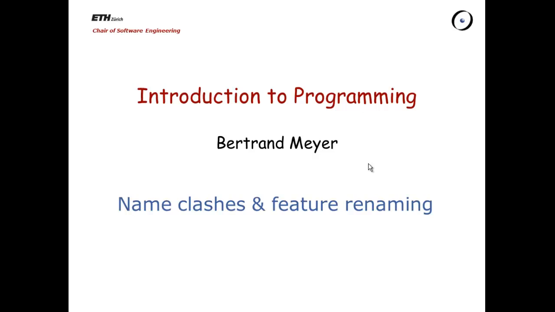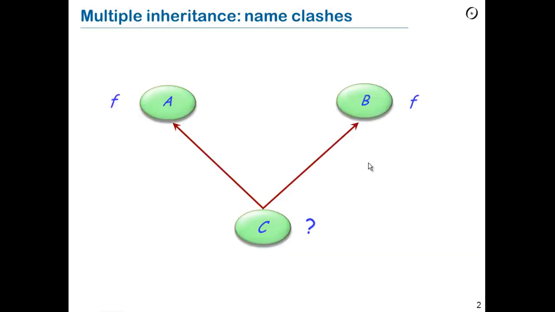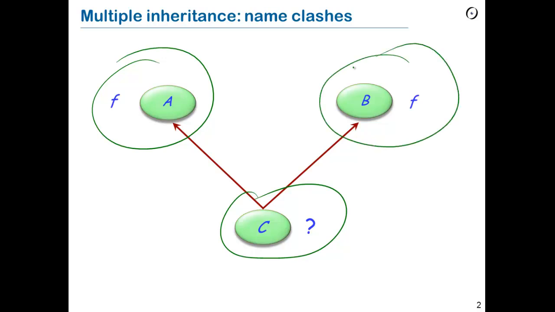We have seen that it can be very useful to have a class inherit from several other classes. This is known as multiple inheritance. But as soon as we have multiple inheritance, we have a small technical problem that we have to address, the problem of name clashes. Assume a class C, which inherits from a class A and a class B, and both of these classes have a feature with the same name, F. What does it mean for C? How does it resolve the conflict, the name clash?